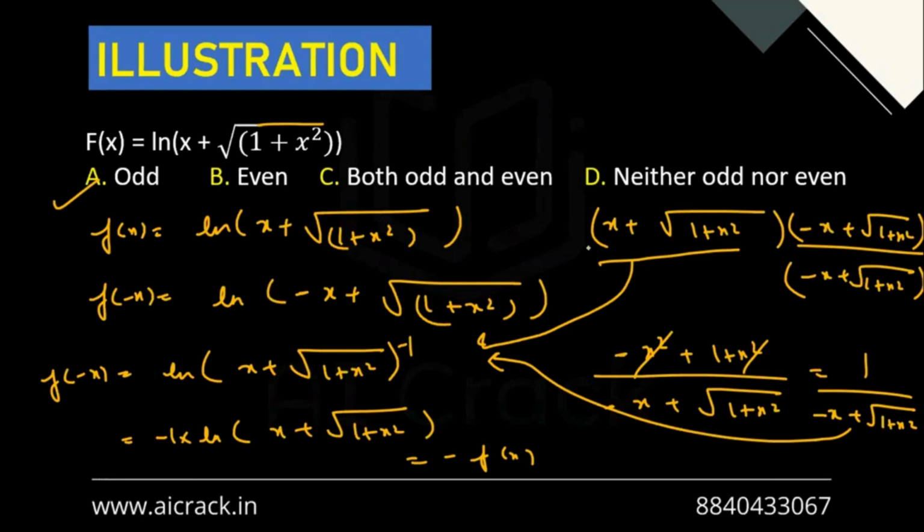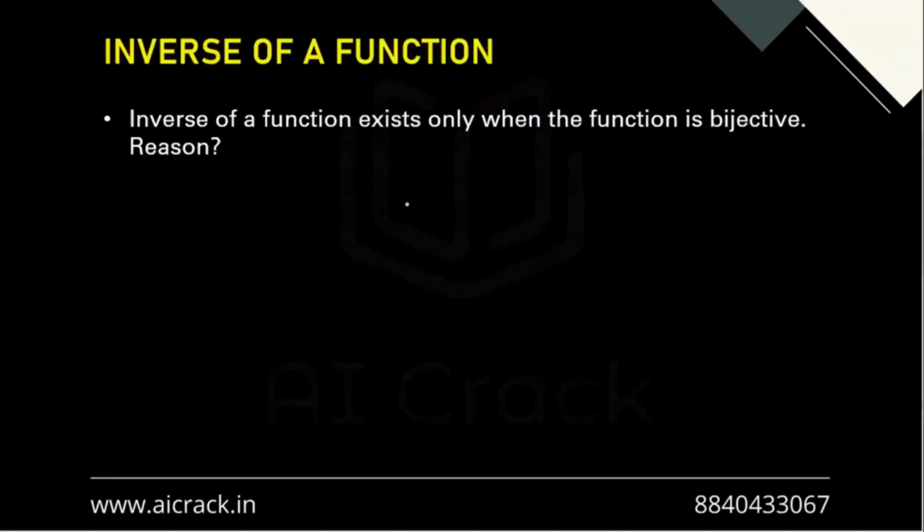Now whenever I see something of this sort, a plus root b format, I try to rationalize it. Then I got to know that this entire thing is nothing but 1 divided by this one. So basically I can write this as this raised to power minus 1. Minus 1 got carried over here because of the log property, and that is how f of minus x equals minus f of x.